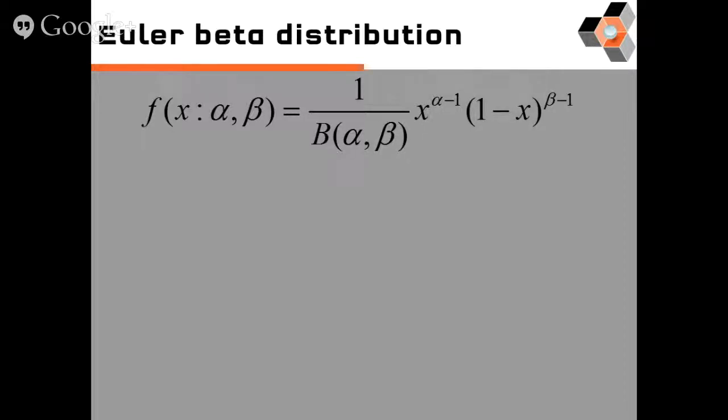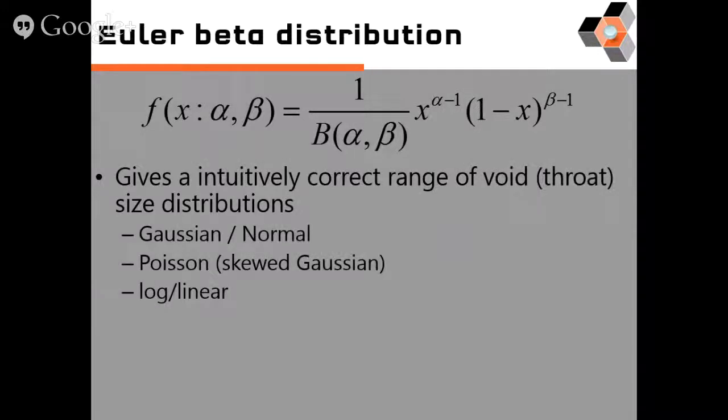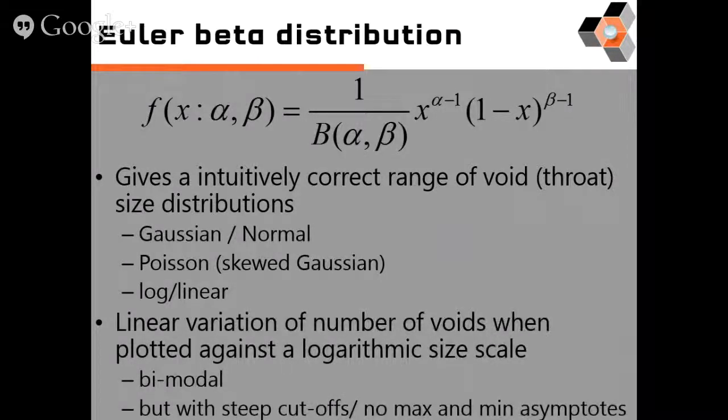distribution of voids we think is a continuous distribution. It could be bimodal, it could be Poisson, it could be Boltzmann, or Gaussian, it could be a normal distribution, and all of those are covered by this Euler beta distribution. Clicking, we see on the bullet points here that it gives you an intuitively correct range of throat size distributions: Gaussian, Poisson, log linear, and so on. And clicking again, there is a linear variation of number of voids when plotted on a logarithmic scale. It can be bimodal. If it is bimodal, it has steep cutoffs top and bottom.